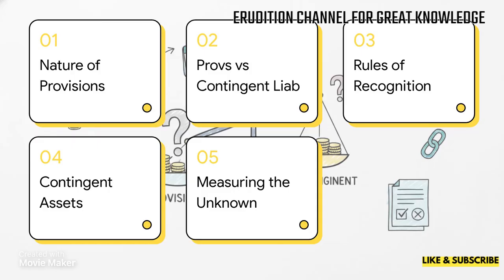To figure this out, we'll follow a pretty structured decision tree today. First, the nature of provisions. Second, provisions versus contingent liabilities. Third, the rules of recognition. Fourth, handling contingent assets. And finally, measuring the unknown.